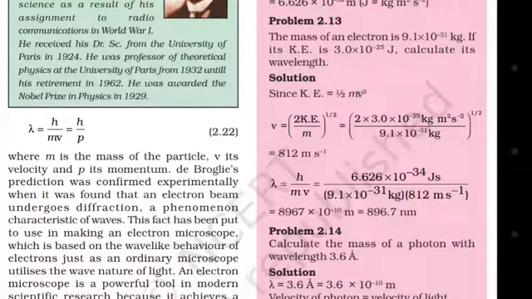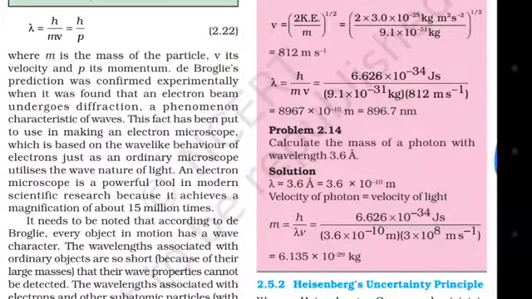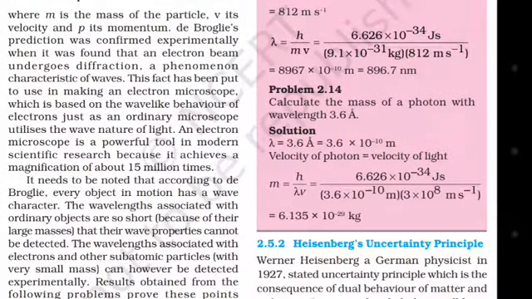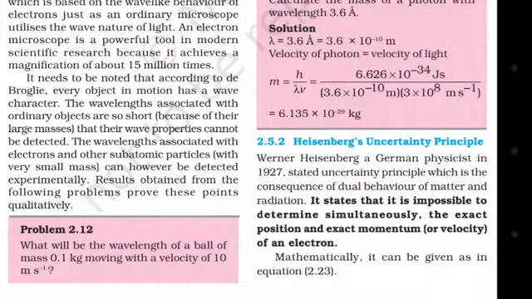De Broglie's prediction was confirmed experimentally when it was found that an electron beam undergoes diffraction, a phenomenon characteristic of waves. This fact has been put to use in making an electron microscope, which is based on the wave-like behavior of electrons, just as an ordinary microscope utilizes the wave nature of light. An electron microscope is a powerful tool in modern scientific research because it achieves a magnification of about 15 million times. It needs to be noticed that according to de Broglie, every object in motion has a wave character. The wavelengths associated with ordinary objects are so short because of their large masses that their wave properties cannot be detected. The wavelengths associated with electrons and other subatomic particles with very small mass can, however, be detected experimentally.